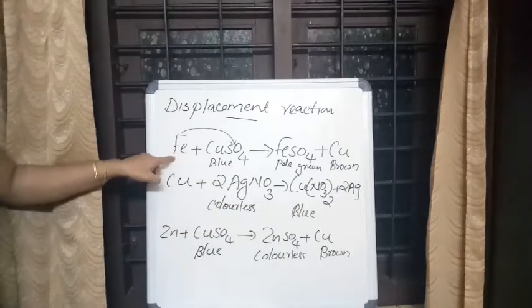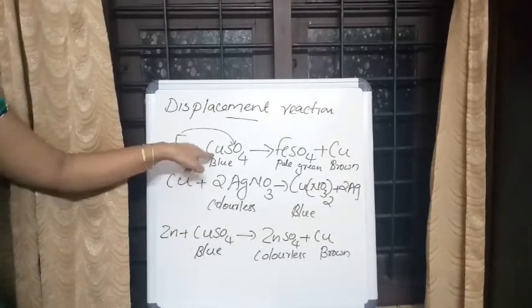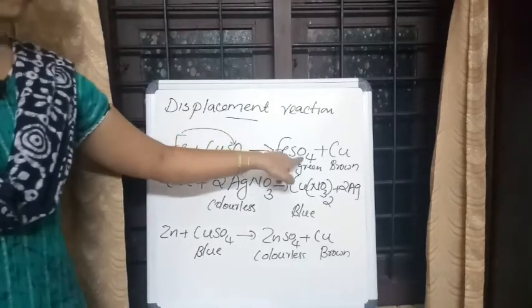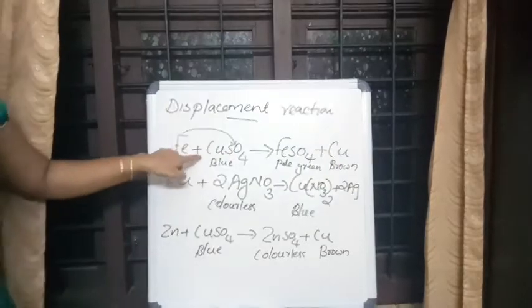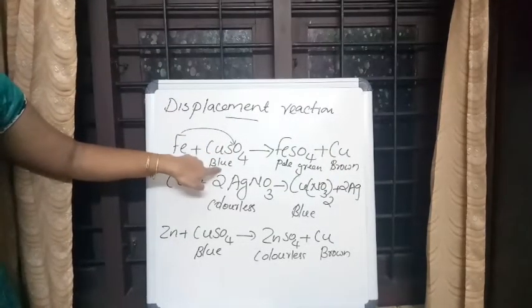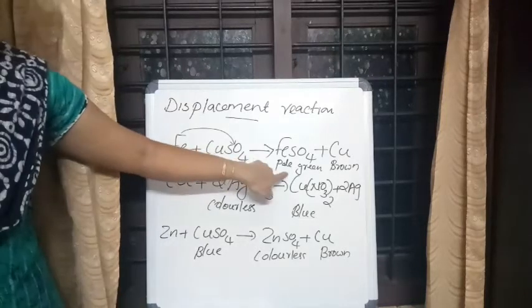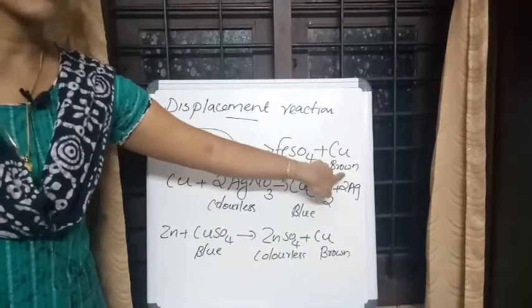Once again, iron is more reactive than copper. So, iron displaces copper from the copper sulfate and forms ferrous sulfate, and copper becomes free. And here you see the color change. Before the reaction, copper sulfate has blue color. After the reaction, it changes to pale green. That means pale green is the color of ferrous sulfate and brown color for copper.